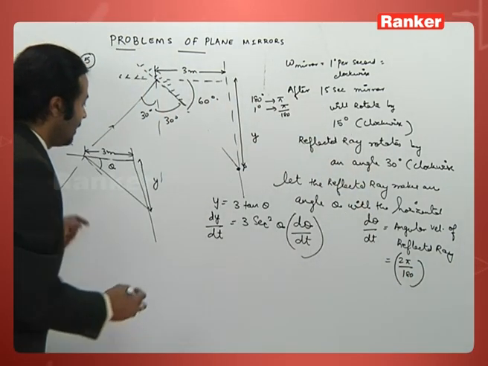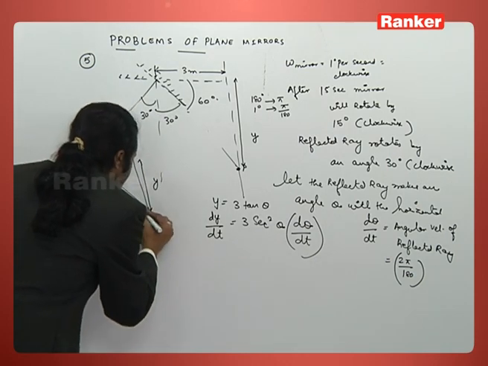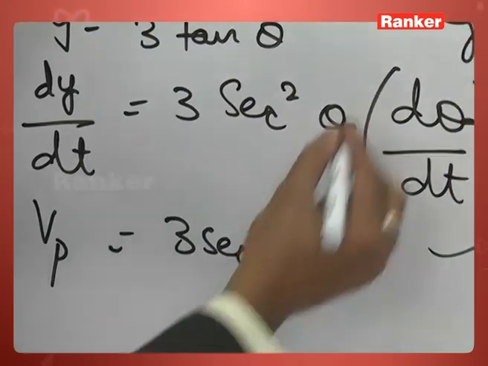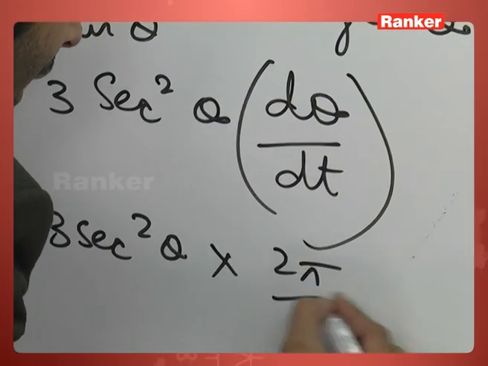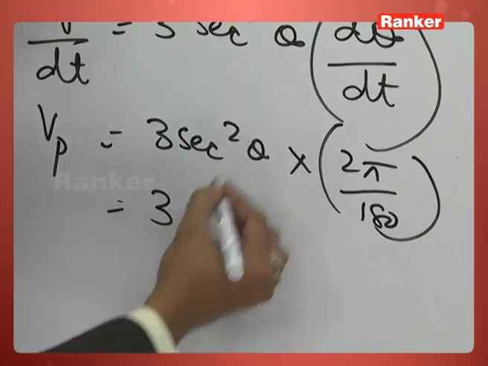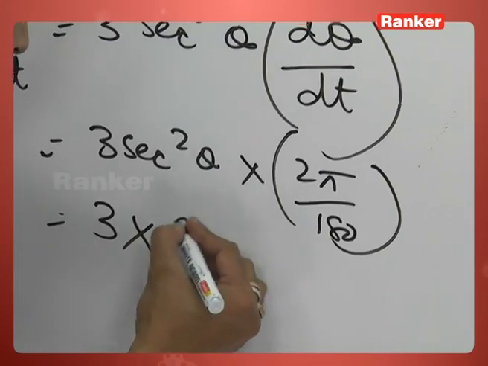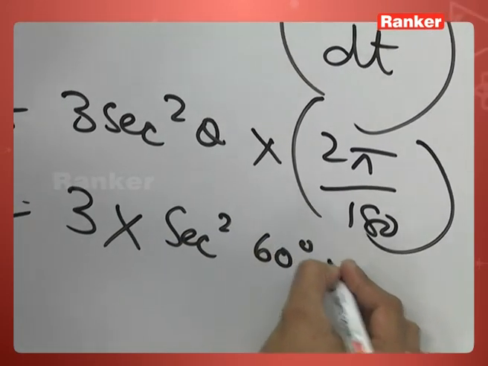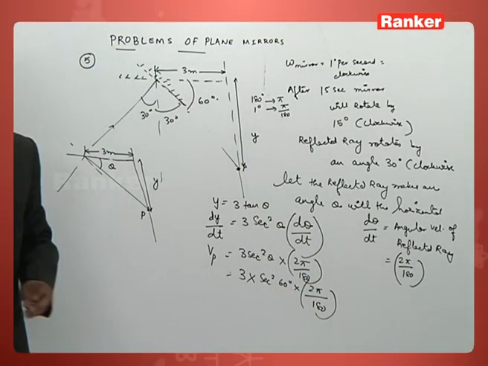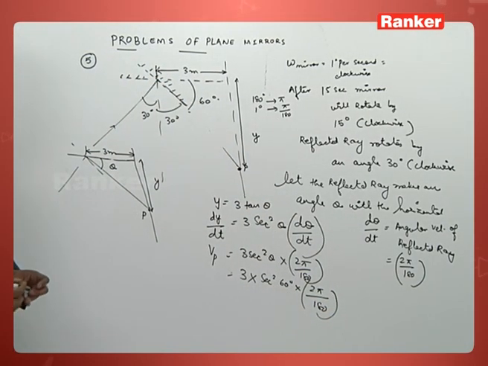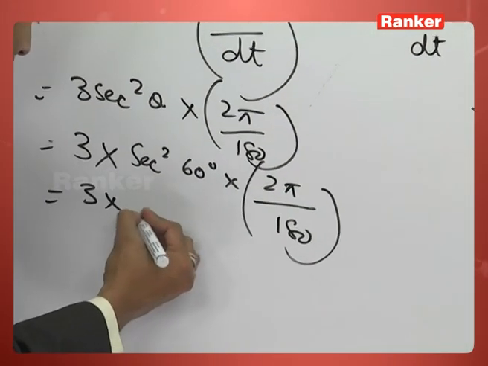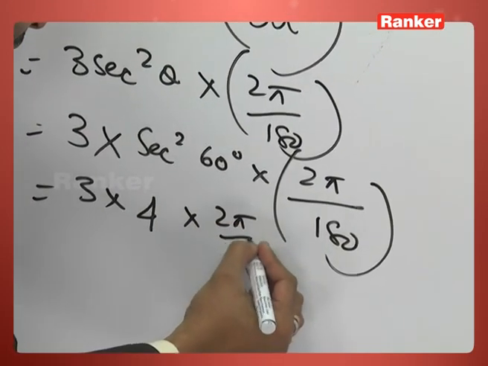So here I write this dy by dt is nothing but velocity of image, Vp. So Vp is equal to 3 secant square theta into d theta by dt, which is 2 pi by 180. So I can substitute the value: 3 into secant square 60 degree into 2 pi by 180. And according to that, options are given as pi by 30. So here I can write this is 3 into 4 into 2 pi by 180.